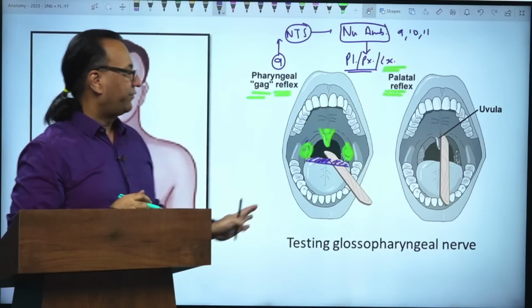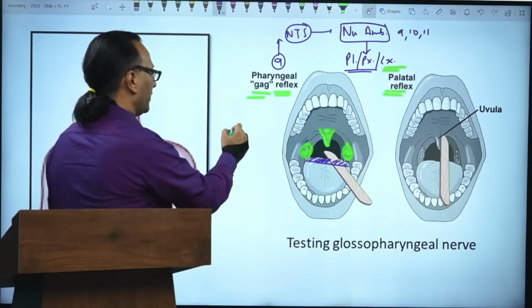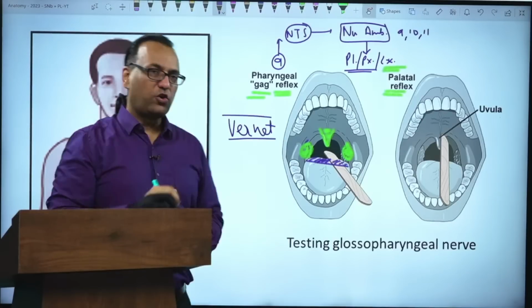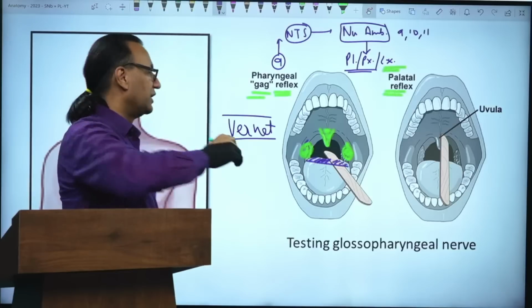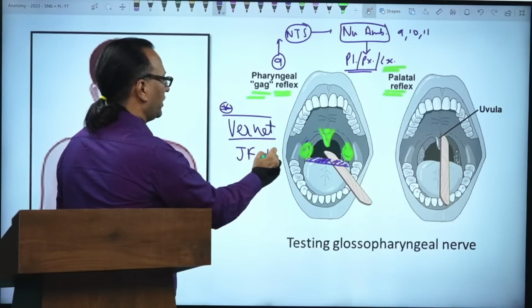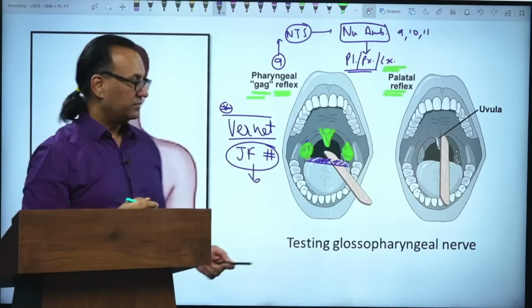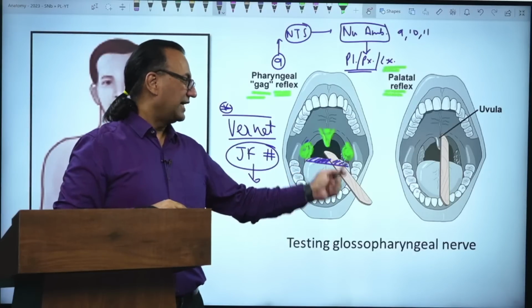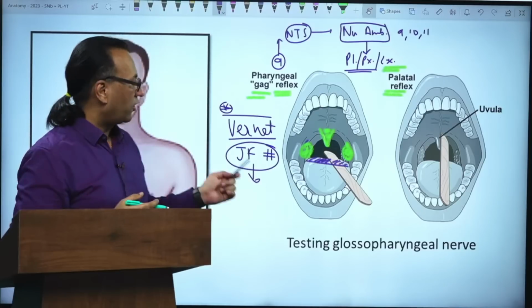So what will happen if the ninth nerve is lesioned in the jugular foramen, which is called Vernet syndrome? Vernet syndrome, in the last 3 years, many questions have come. So Vernet syndrome is something wrong with the jugular foramen, maybe a jugular foramen fracture, and it has damaged numbers 9, 10, 11, the ninth nerve. And you are doing this reflex. As you do this reflex, it will not be working. Why will it not be working?